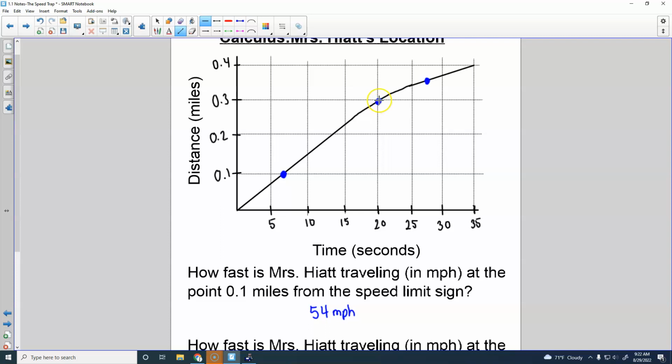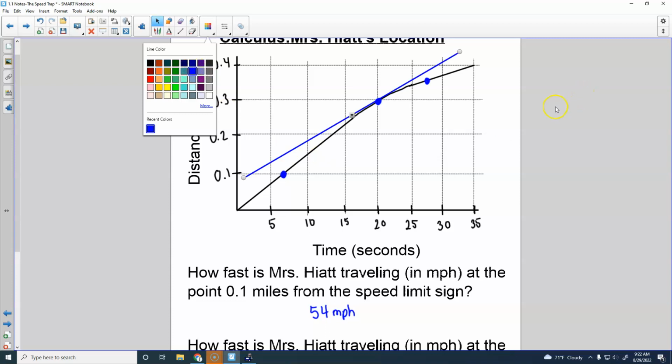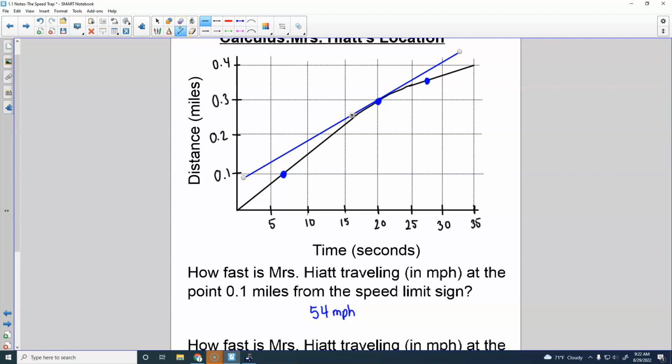But what I can think about is, right here, I know the slope of this line here. I know the slope of the line here. What I can do is put in what we call a tangent line. Okay? So I'm going to draw in this line right here as best I can. What a tangent line is, let me make a different color, is a line that touches a curve at just one single point. So it just goes along here, just barely touches at that one single point, and then continues on. So let's label that as a tangent line.